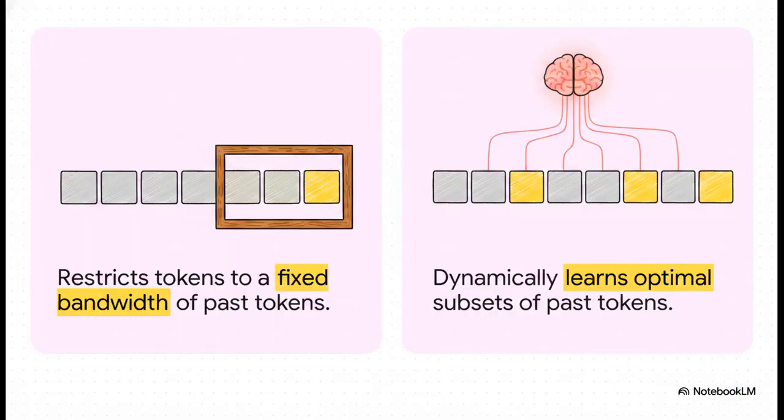But wait, we don't have to stop at just grouping queries. We can also restrict how far back the model actually looks. Sliding window attention restricts tokens so they can only attend to a fixed, deterministic bandwidth of past tokens. It's a hard-coded look-back distance. DeepSeek sparse attention, on the other hand, takes a much smarter approach. It dynamically learns the exact optimal subset of past tokens it should attend to during training, using a selection module. Both are just brilliant upgrades to dump unnecessary data from that KV cache.